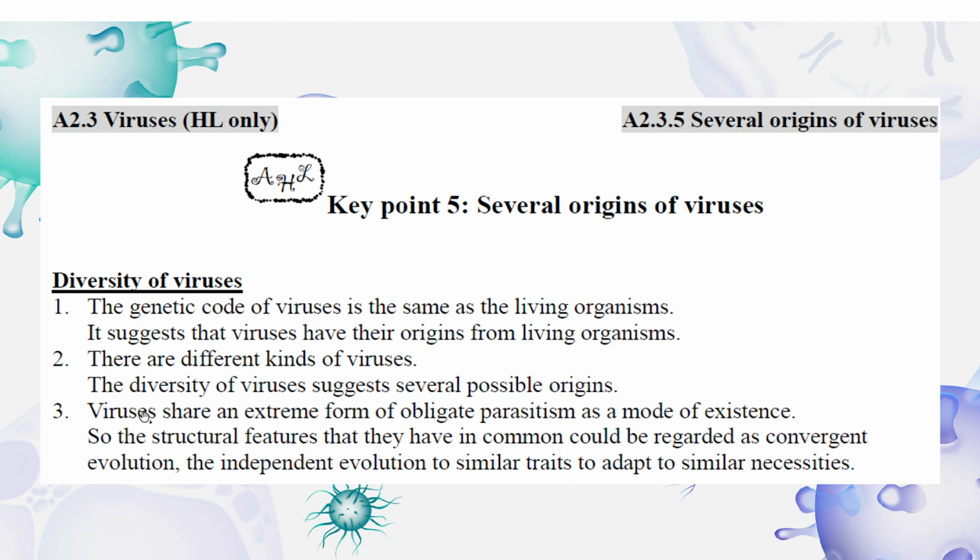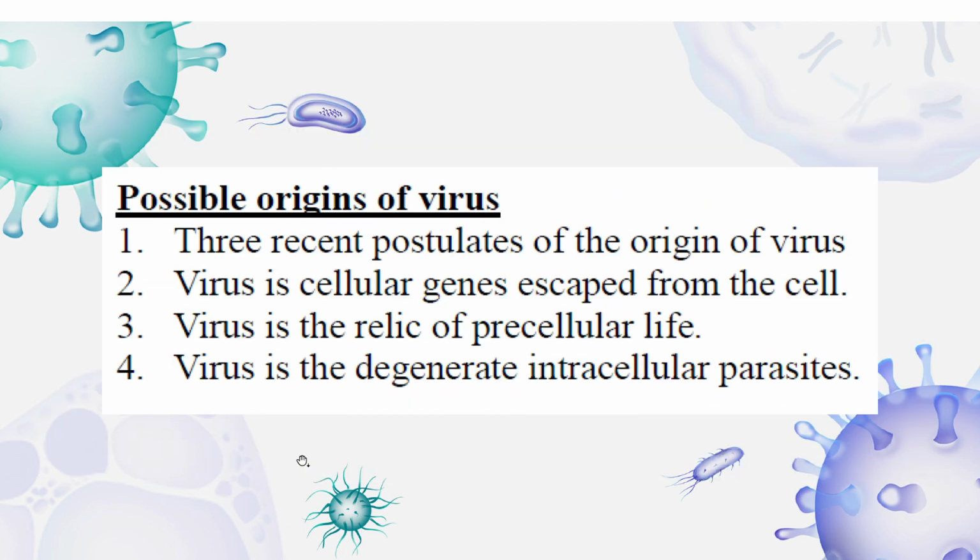Maybe they are in the same environment. The viruses and their parasites have to adapt to the same environment, similar conditions, so they evolve very similar traits. We call this kind of independent evolution to similar traits, but not from the same source, convergent evolution, okay? We'll talk about these different kinds of evolution very soon. And the possible origin of the virus is just a theory.